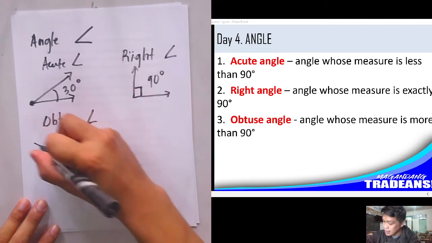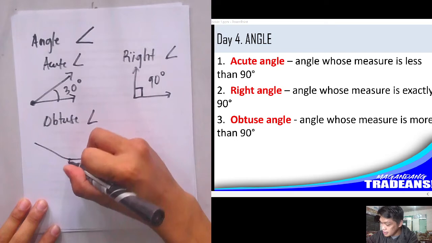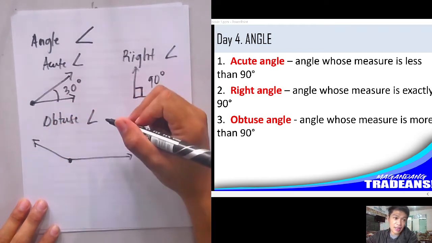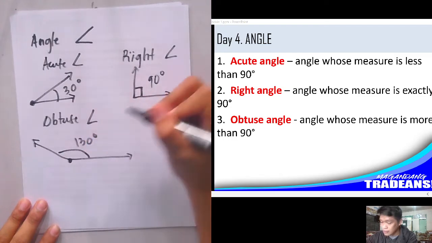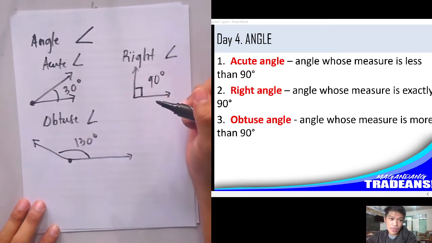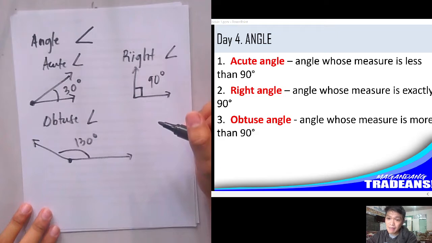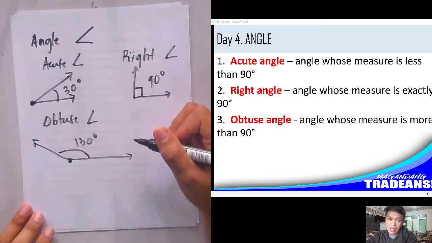Okay. An obtuse angle is more than 90 degrees, but less than 180. So, for example, this is 130 degrees. So, this is now an example of an obtuse angle. It is above 90, but less than 180. So, this is an example of an obtuse angle.